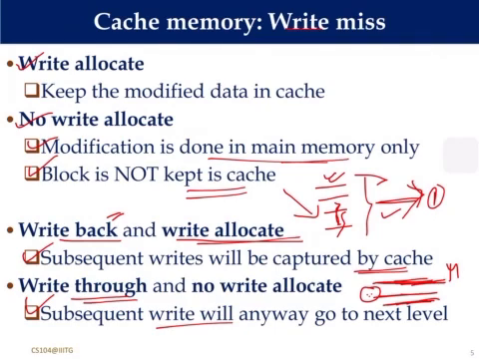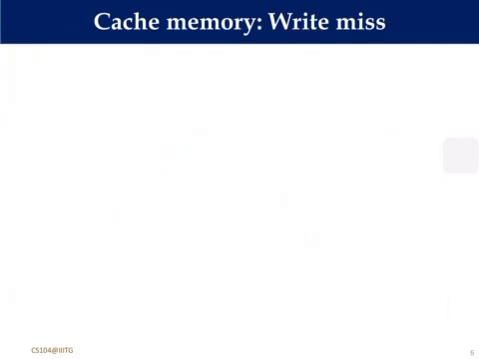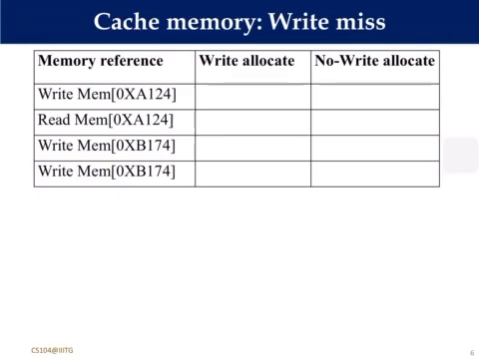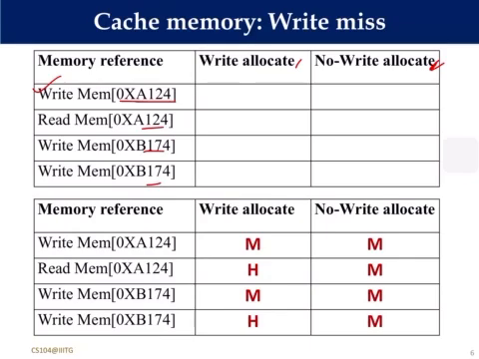Okay, now to understand this policy a bit more, let us say we are given this scenario. There is a memory write request from the CPU with this memory address, say A124. Now we want to see what happens if we go for the write allocate policy, whether it's a hit or miss, and what will happen in case of the no write allocate policy, if these requests are generated one after another. Initially, let's assume that the content of these blocks is not present in the cache. You can try by yourself, or rather, let me put it here.